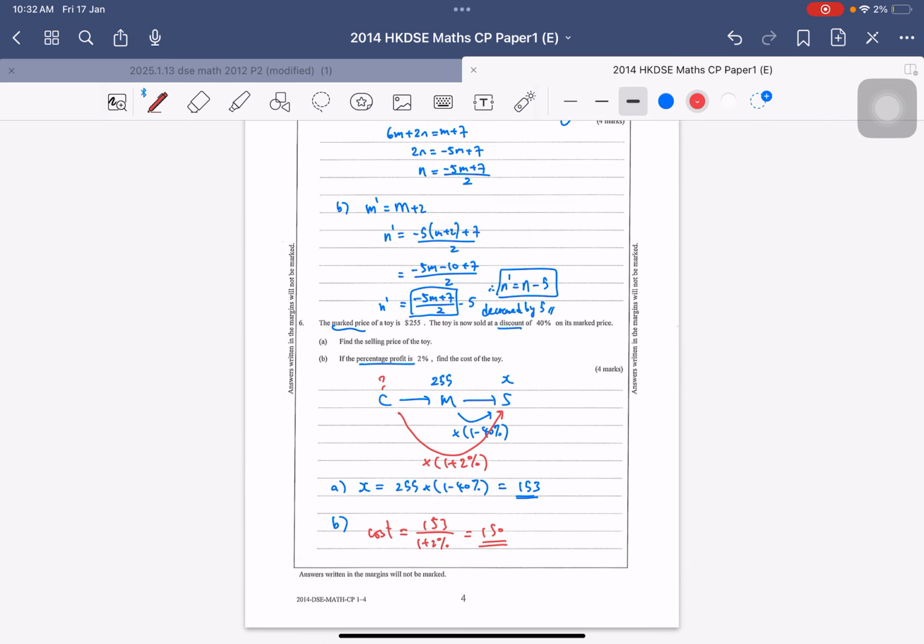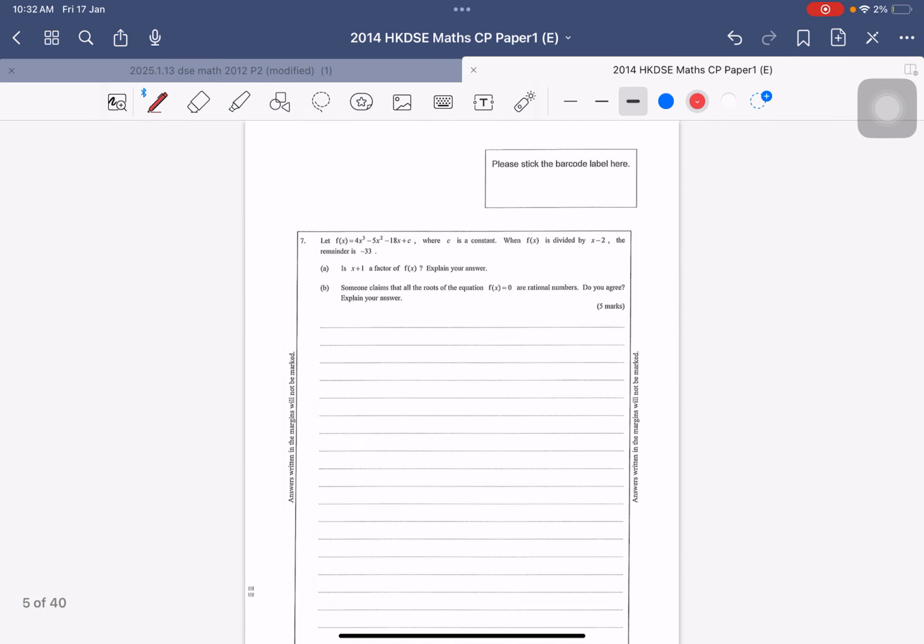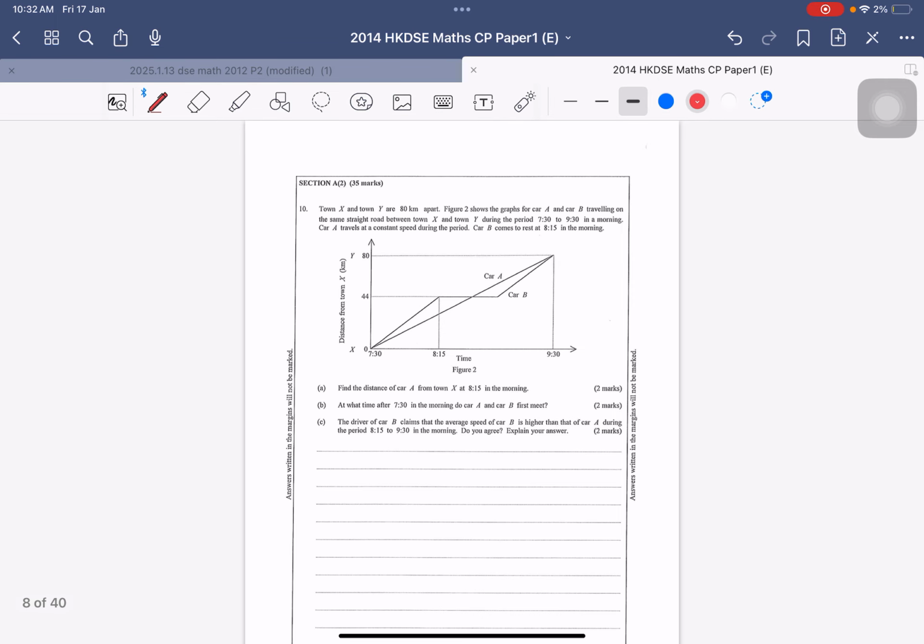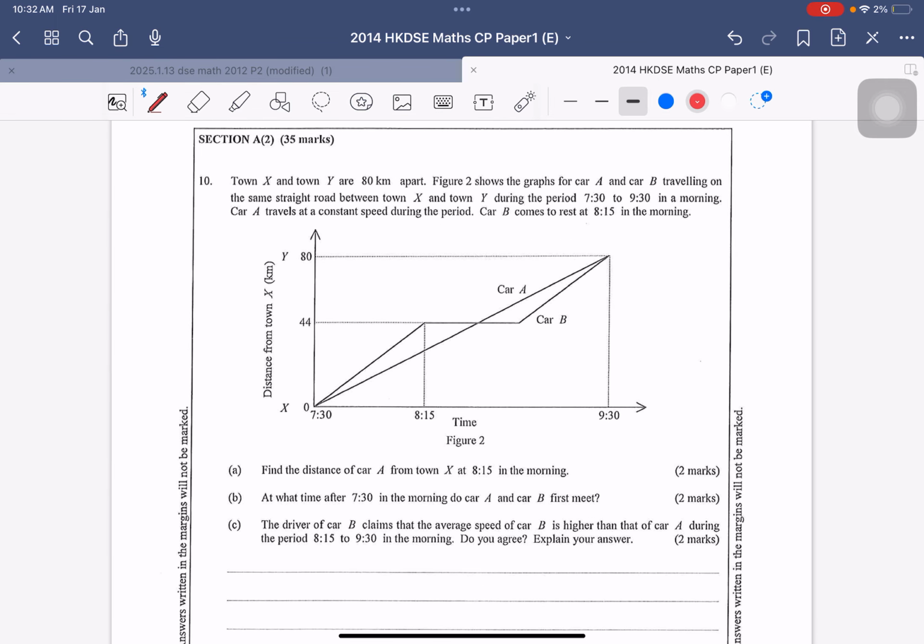So in the afternoon, we'll finish the rest of the paper, okay? But be careful about question 10. Question 10 always came out in the old syllabus, but recently it is not always in the syllabus, okay? So I will skip this question directly, okay?